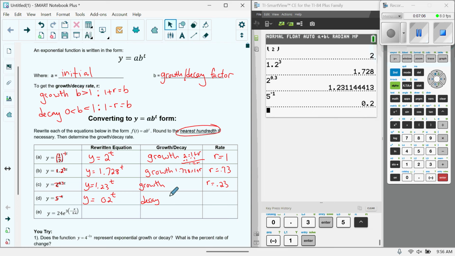If you need it, you have that 0.2 equals 1 minus r. And if you have to, you can solve for r, but think about it. If you're starting at 100% and you went down to 20%, that's because you are decreasing by 80%.